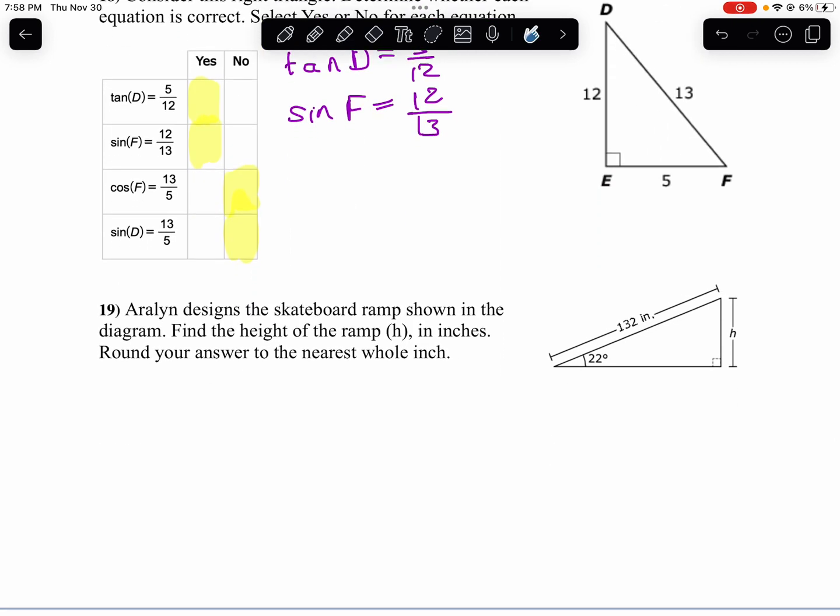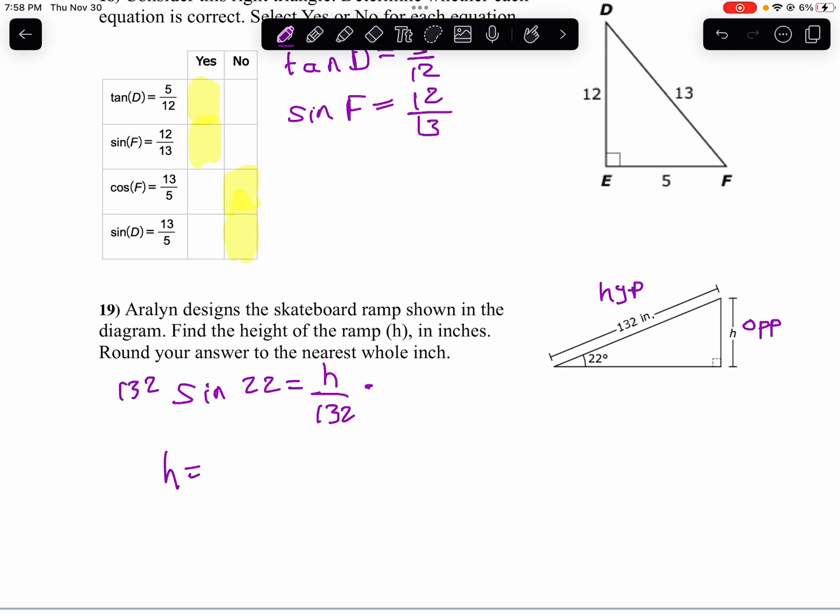On question 19, we've got Erilyn. She's designing the skateboard. This is very similar to a problem we did in the seminar way back at the beginning of this chapter. And opposite is H. Hypotenuse is 132. So we're going to use our sine. We're going to say the sine of 22 equals the opposite, which is H, over the hypotenuse, which is 132. So we're going to multiply both sides by 132.